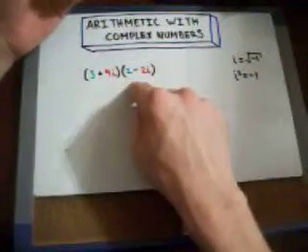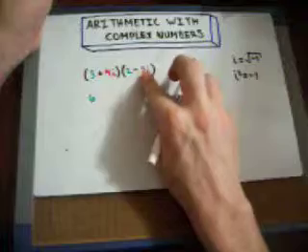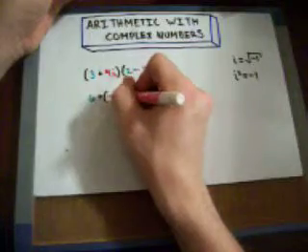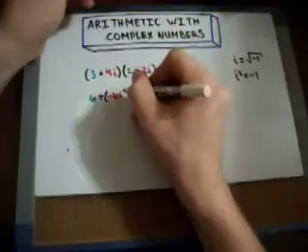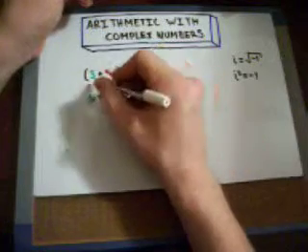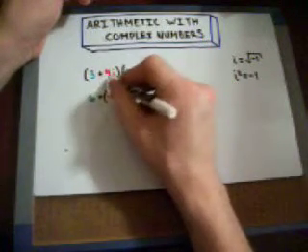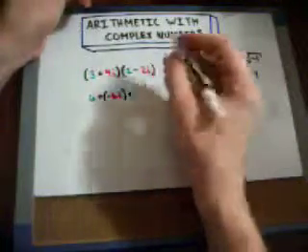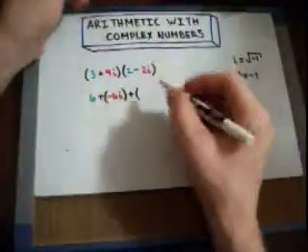3 times 2 will just equal 6. 3 times negative 2i is going to equal negative 6i. 4i times 2 is going to equal 8i.